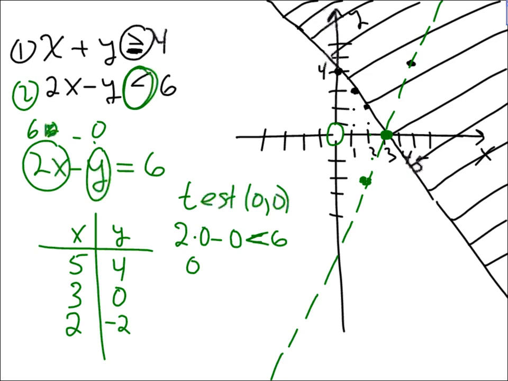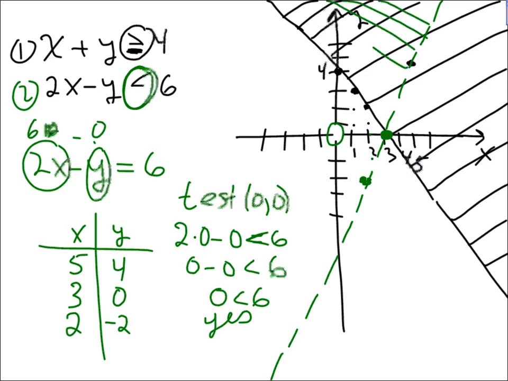2 times 0, minus 0, is that less than 6? Is 0 less than 6? You better believe it. So I shade in the half that contains the origin. And I don't let the black line bother me at all. I'm just dealing with the green line. I'm shading in all the points less than 6. Let me erase this over here first.